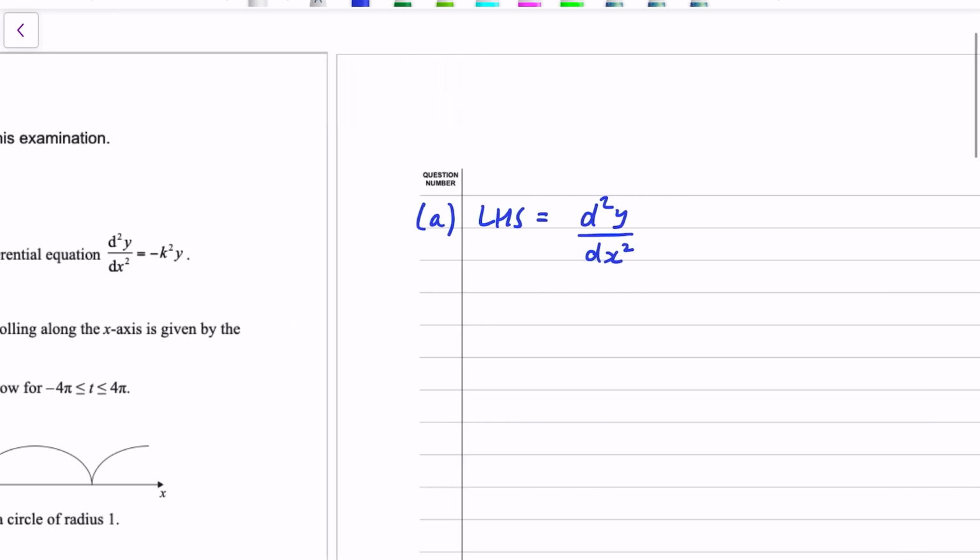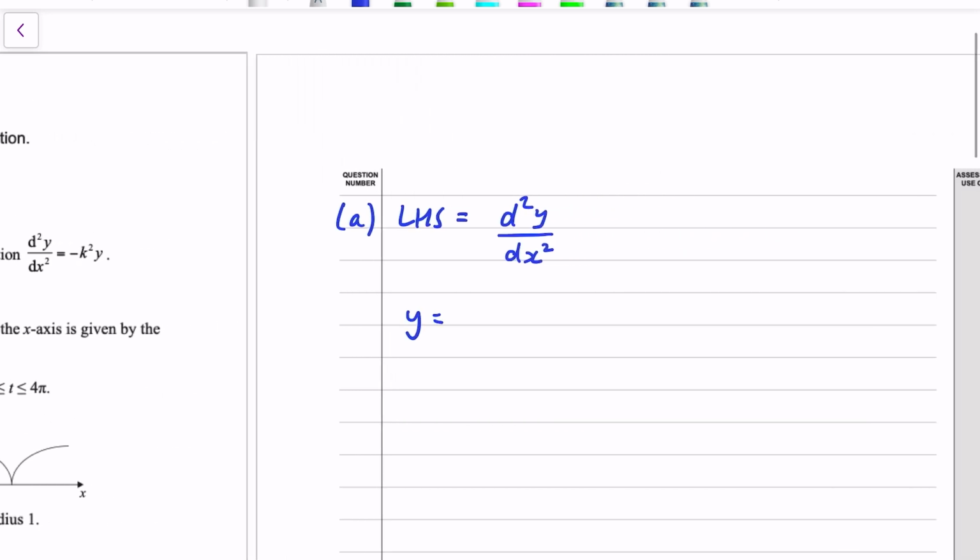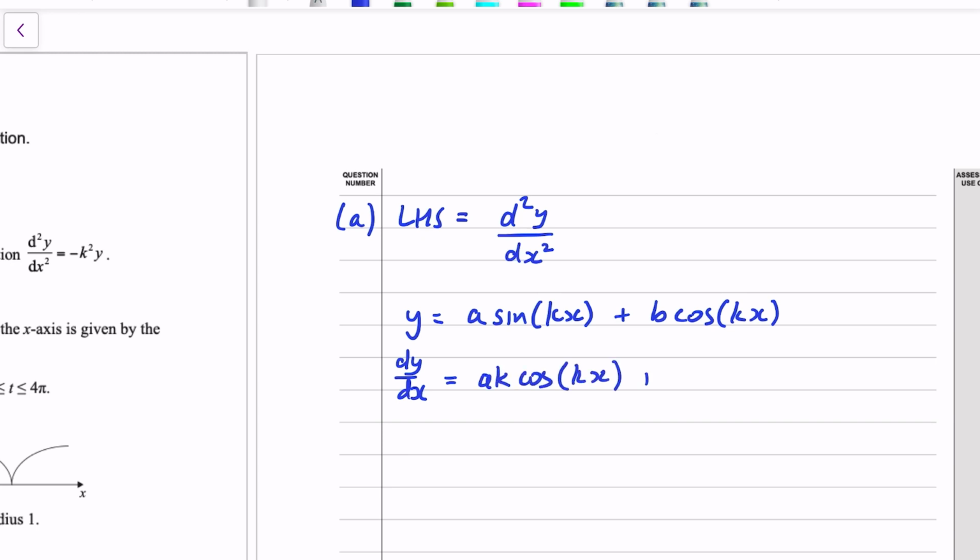Okay, so let's take our solution, a sine of kx plus b cos of kx, and differentiate it once. So sine goes to cosine, but we've got the k on the inside there, so we need ak cos of kx. Cosine goes to minus sine, so it's minus bk sine kx. Okay, and then differentiate it again.